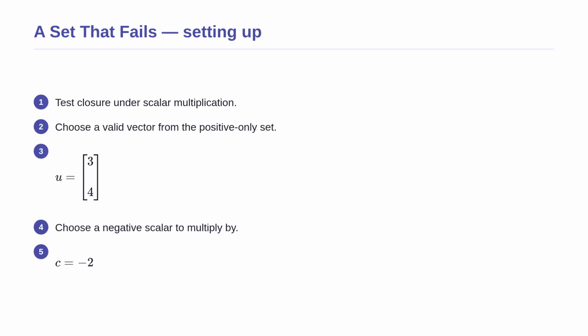Let us set up our test. We are given a set restricted to positive numbers, and we are asked to see if it survives the strict rules of a vector space. We will test the rule of closure under scalar multiplication, which is often the easiest way to break a restricted set. We choose a specific vector u with a horizontal component of 3 and a vertical component of 4. Because both are positive, this vector legally belongs to our set. Next, we choose a scalar c equal to -2. Remember, the rules state we must be able to multiply by any real number.